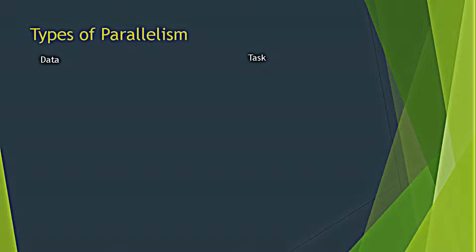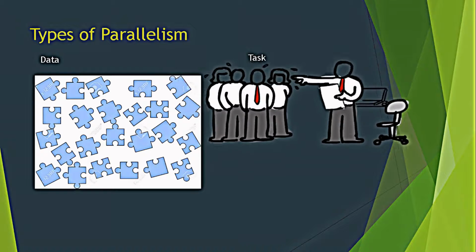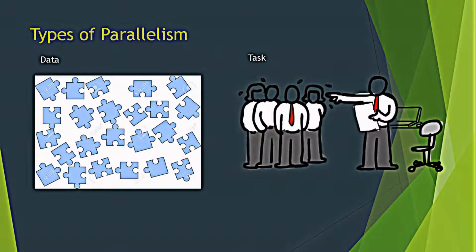There are two types of parallelism. There's data parallelism, which is if you have a 10,000 piece puzzle and you have 5 friends, each friend is a thread trying to figure out where each puzzle piece goes. It's basically doing a small part of something big. And task parallelism is basically assigning each thread an independent task they can perform.